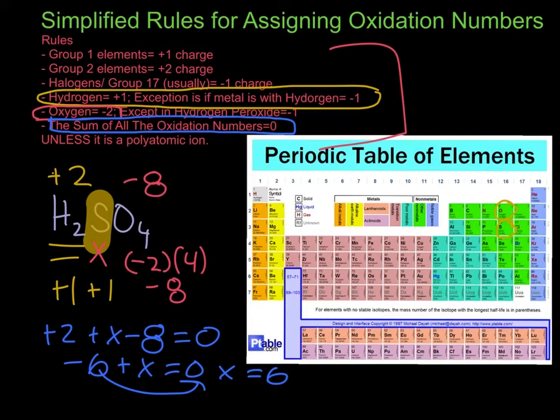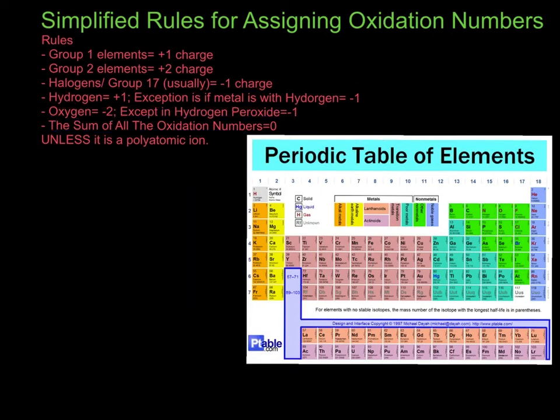So when they ask, what is the oxidation number of S in sulfuric acid? You will politely respond that it would be plus 6. That is the oxidation number of sulfur in sulfuric acid. Let's go on to another one here.